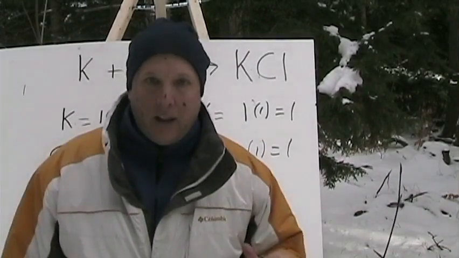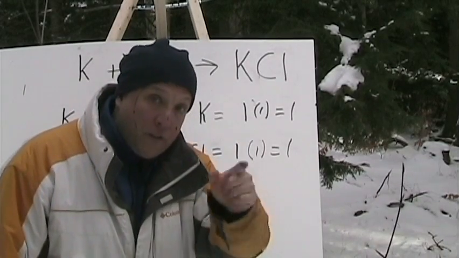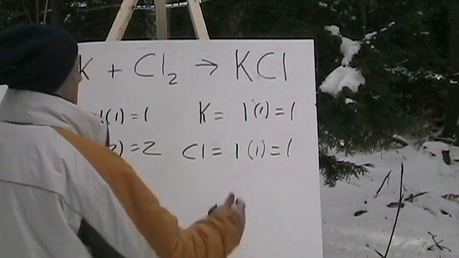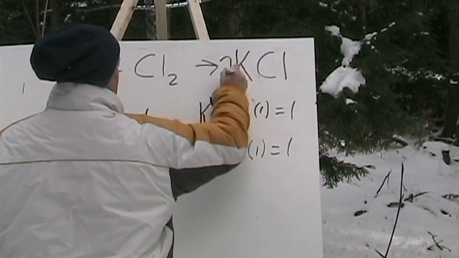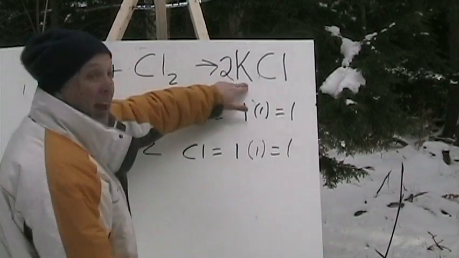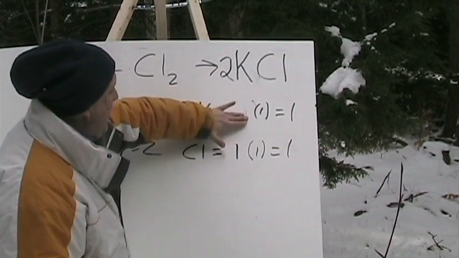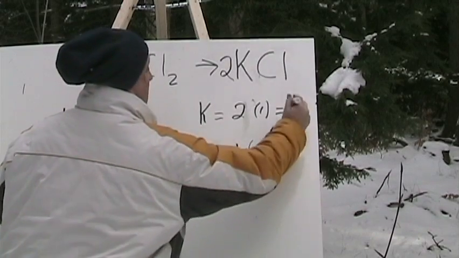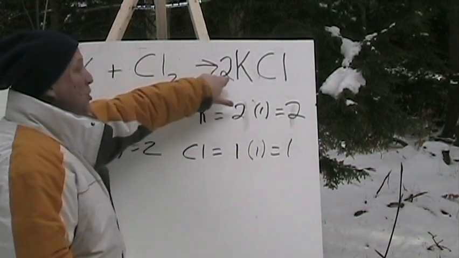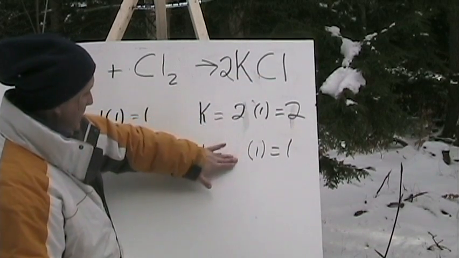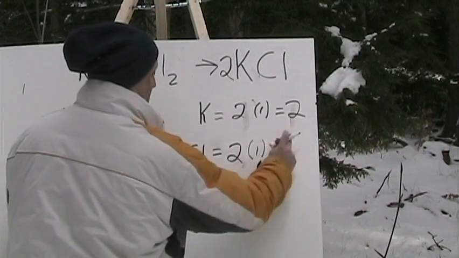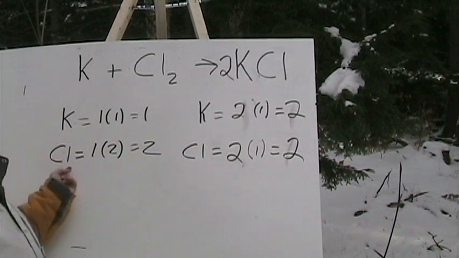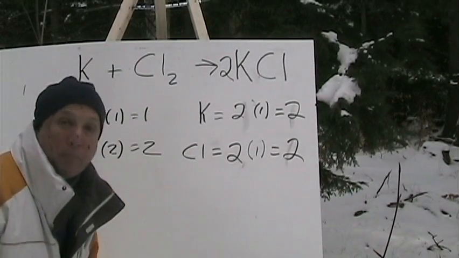Alright, I'm not going to do that again. Alright, well, I'm going to change the coefficient to this whole compound. Put a coefficient of 2 in front. Now we change the K's. The K's have changed. So now we have 2 times 1 for 2 K's on this side. Now we have 2 times 1 for chlorines, which gives us 2 chlorines. Yay! We have 2 chlorines on the reactant side and 2 chlorines on the product side.